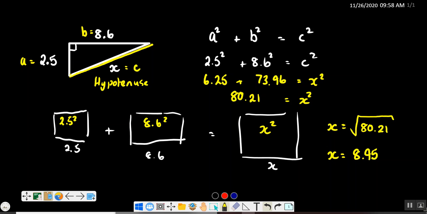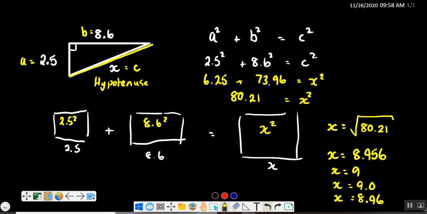Eight point nine, 5, 6, like that. So if you rounded to the nearest whole number, it would be 9. If you rounded to one decimal place, it would be 9.0. If you rounded to two decimal places, it would be 8.96. It depends.